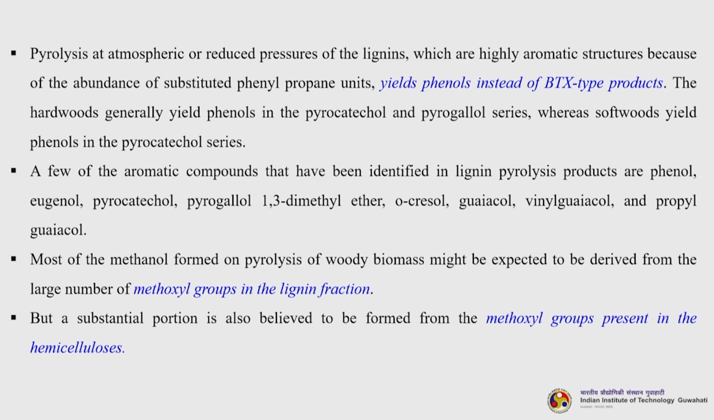Now, a few of the aromatic compounds that have been identified in lignin pyrolysis products are phenol, eugenol, pyrocatechol, pyrogallol 1,3-dimethyl ether, o-cresol, guaiacol, vinyl guaiacol and propyl guaiacol. Now, most of the methanol formed on pyrolysis of woody biomass might be expected to be derived from the large number of methoxyl groups in the lignin fraction, but a substantial portion is also believed to be formed from the methoxyl groups present in the hemicelluloses too.